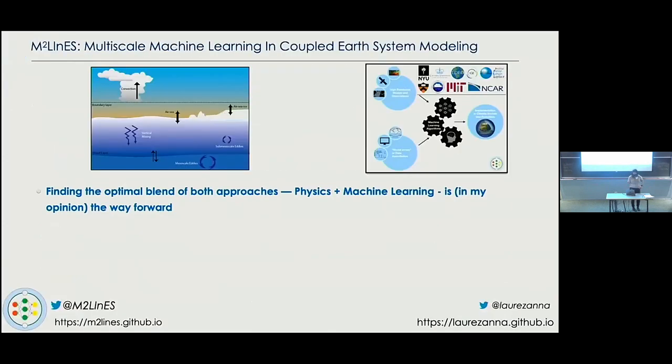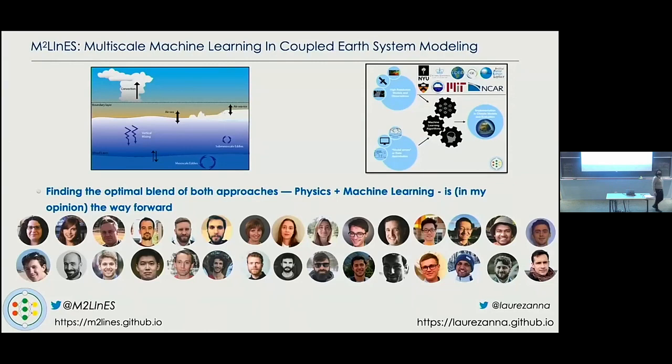And again, this is part of what we're doing in M-squared lines. We try to combine those different approaches and techniques of physics and ML.